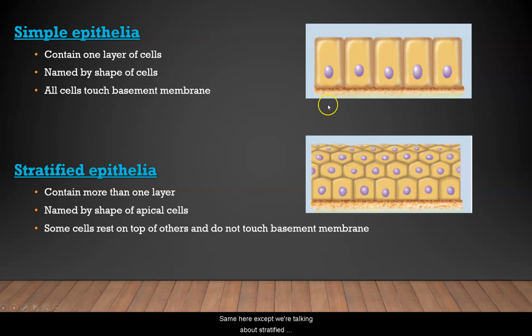Same here, except we're talking about stratified epithelia. Stratified means that there's more than one layer. If you looked at the side of a cliff, you might see strata in the rocks, just layers of rocks.